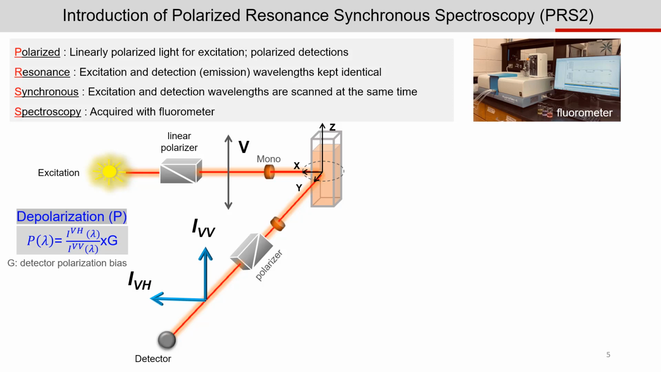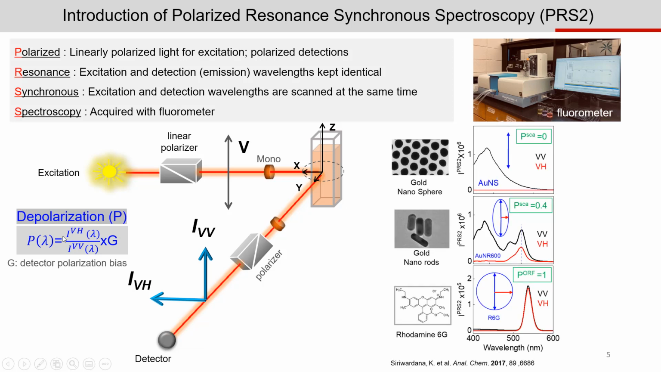So what is PRS2? It is similar to RS2, where the excitation and detection wavelengths are kept identical while they are synchronously scanned across a broad wavelength range. The only difference is that linear or vertically polarized light is used for excitation, and the signal is detected with vertical and horizontal polarization to acquire VV and VH spectrum. The ratio between the VH and VV corrected by the G factor is the degree of sample depolarization. Different samples can depolarize light to a different degree.